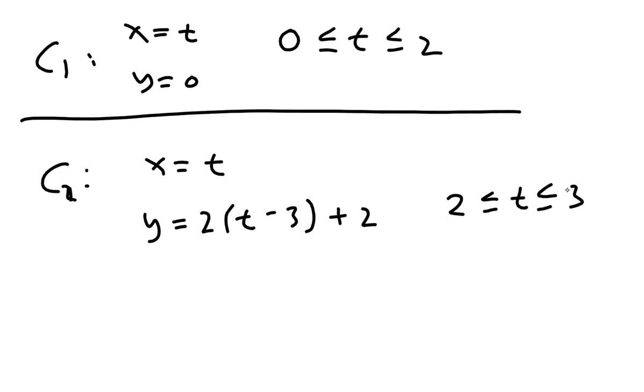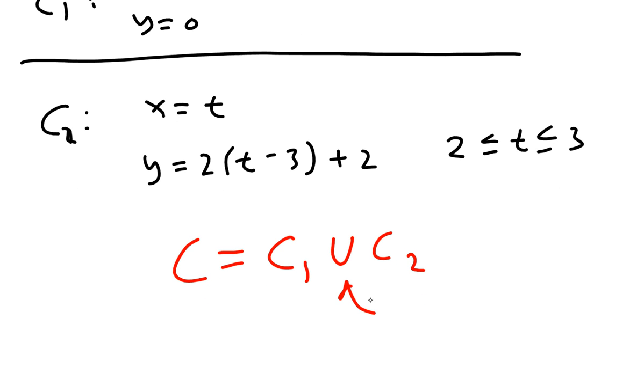So there you have it. And ultimately, sometimes you'll see in some textbooks, I'll just familiarize you with this notation. They'll say C equals the union of C1 and C2. So this symbol in the middle here is union from set theory. So if you see that, don't be surprised. It just means that the curve C is these two line segments put together.